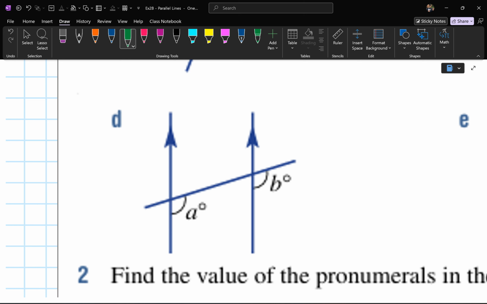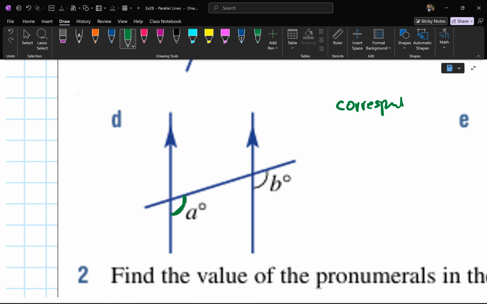Here we go. Who's got this one? Who wants to have a go? Someone else. Lucas? Corresponding. Let's see if this is correct. Corresponding. And yes, it is because both of them are on the bottom of the transversal line. So it's on the same side. This is on the inside. This is not on the inside. So it can't be co-interior.